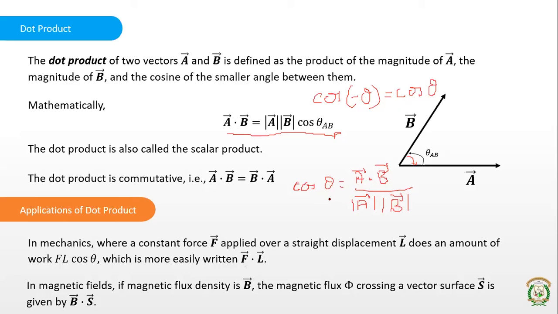One more thing is you can find the component of any vector in a particular direction. We will see that with an example. We can find the component of any particular vector in a given direction by taking the dot product of the vector with the unit vector in the given direction. So these are the things.